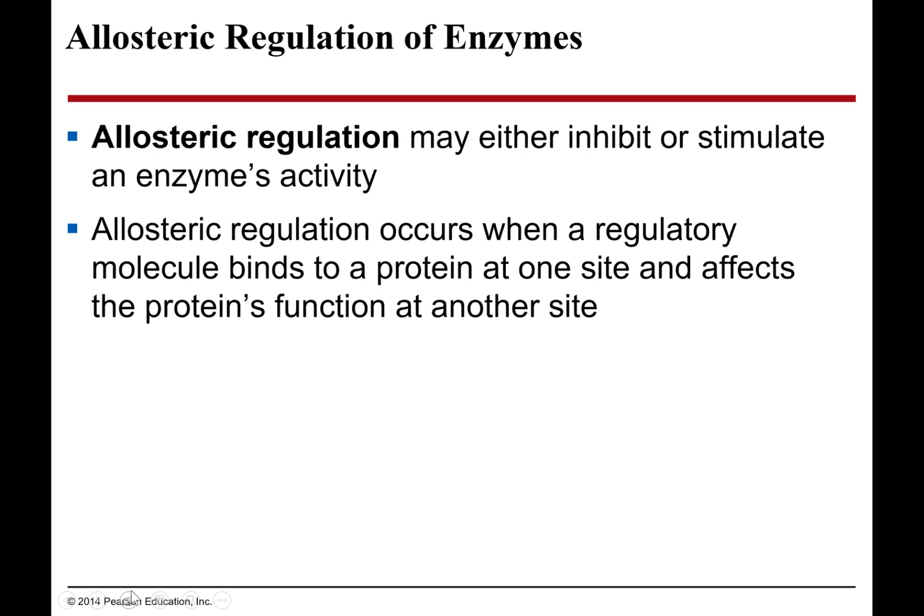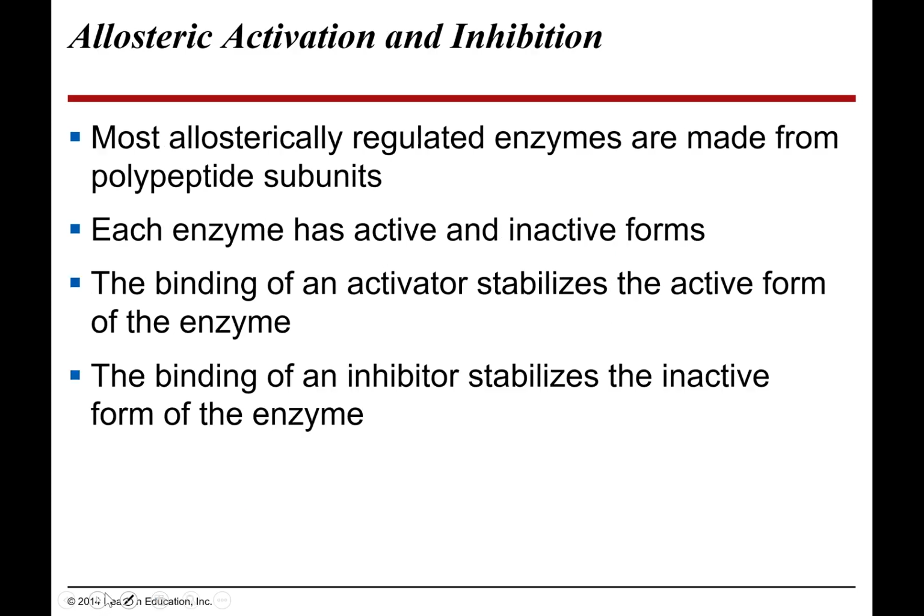So enzymes that are allosterically regulated have two subunits and two active sites. A protein's function at one site is affected by the binding of a molecule at a separate site for inhibition or stimulation, meaning that you could potentially turn on an enzyme or stimulate it, or you could inhibit an enzyme by shutting it off. And there are other molecules that play into this.